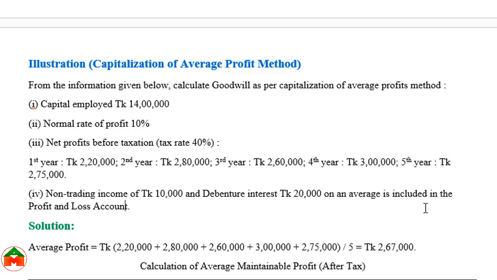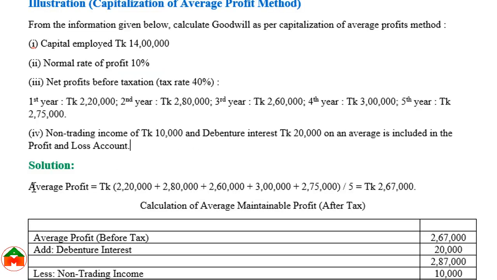an average is included in the profit and loss account. That means these two items need to be adjusted to get the average maintainable profit. The solution is, we need to calculate the average profit first. Here the 5 years profit and divide by 5. This is the average profit.